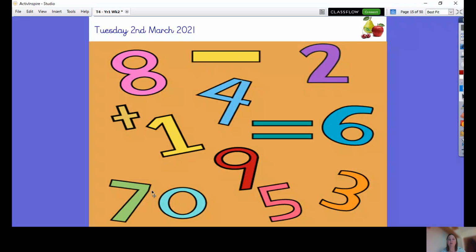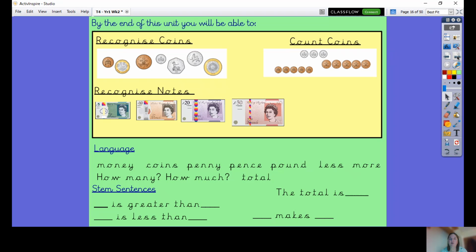This is Tuesday, the 2nd of March, maths for today. I'm sure you got on really well yesterday. So again, we're going to be looking at money. Hopefully you got on well yesterday. Today, we're going to be looking at and recognising notes.